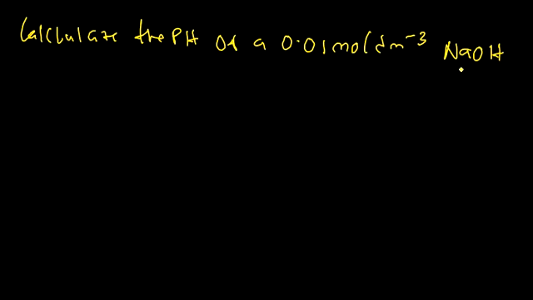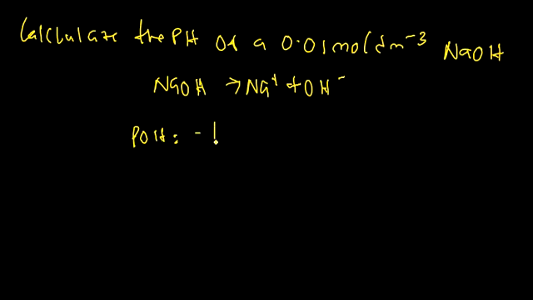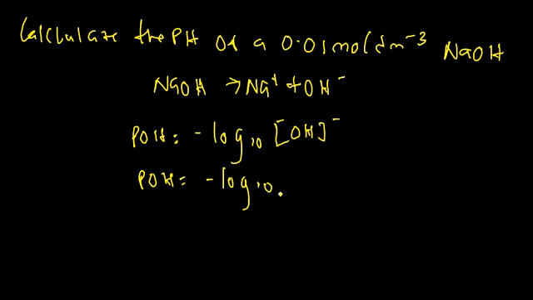Now write down the dissociation equation. NaOH, nothing complex here. Na plus OH minus. Let's move on. pOH will be equals to minus log to base 10 of what? OH minus, remember this bracket represents concentration. pOH will be equals to minus log to base 10, bring down your number, 0.01.